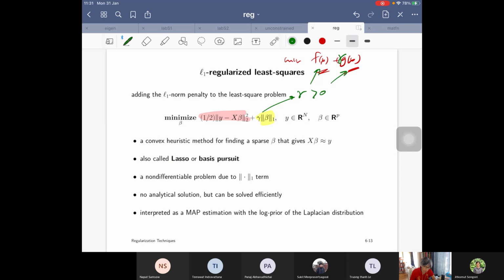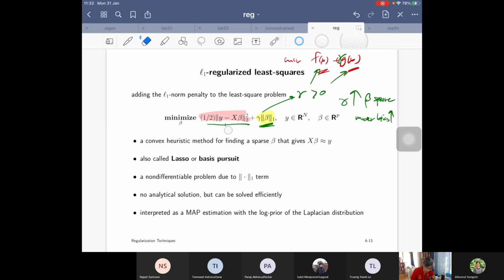If gamma is big, it means you focus more on having a sparse solution in beta. In that situation, beta would be very sparse, right? Gamma is big, beta would be very sparse. In that case, the trade-off would be that your model would have a larger bias.